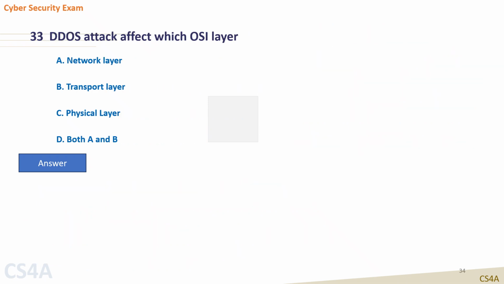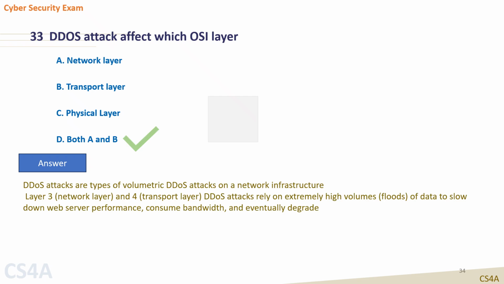So here the question is, DDoS attack affects which OSI layer? Either network layer, transport layer, or physical layer. So usually the DoS attack targets network layer and transport layer. There are various types of DoS attack. So most of the DoS attack targeted network layer and transport layer. Option D is the correct one.